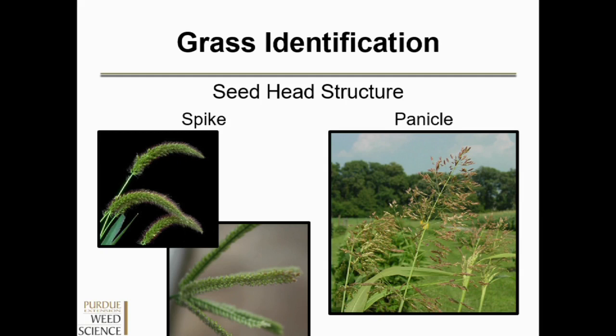So when we talk about grass ID, we typically don't want to be IDing grasses at this stage if we're trying to control them in a corn or soybean crop. But seed heads are another way that we can identify grasses. There are two different types of seed heads that we talk about for grass identification. On the left, we have what we would call a spike seed head structure. Several of our grasses, such as the foxtails, have this spike structure. And on the right, we have what is called a panicle. So something like Johnson grass, fall panicum, it gets its name from having a panicle. Just the two different types of structures that we have for seed head identification in grasses.